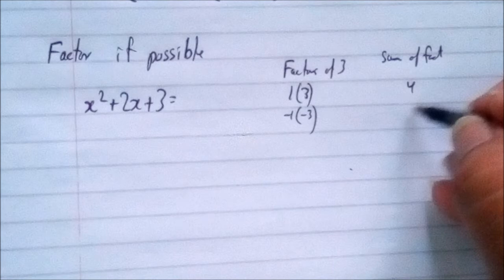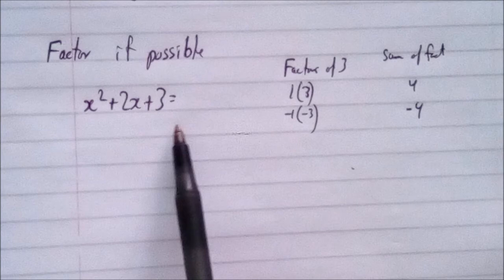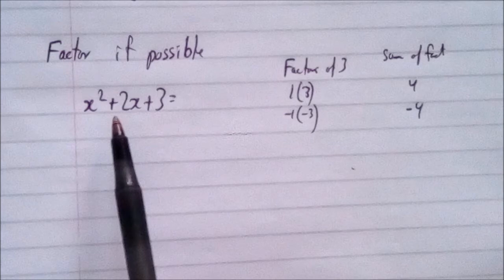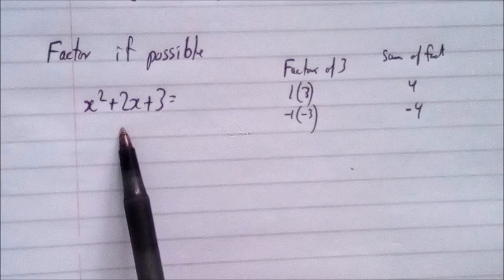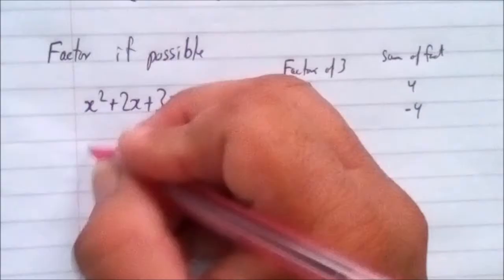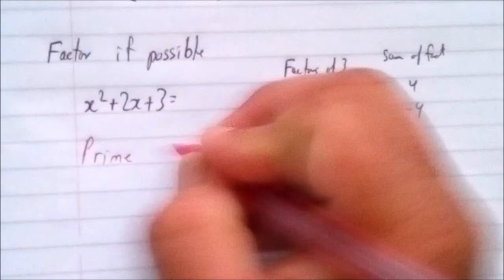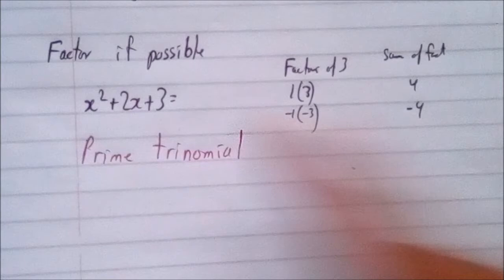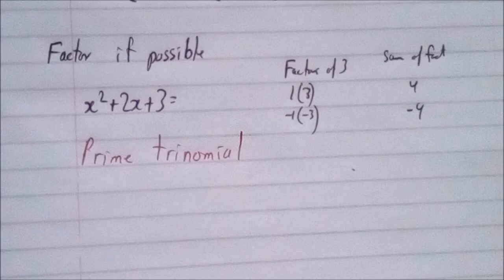Since two integers whose product is 3 and whose sum is 2 do not exist, we can say that this cannot be factored. Okay? It is a prime trinomial. So problems of this form, which cannot be factored, are known as a prime trinomial. It can't be factored by this method, by the product of two binomials. So that is left in that form for the meantime.